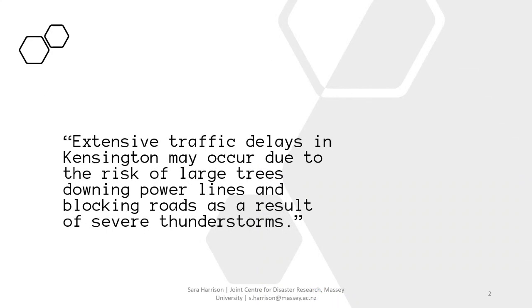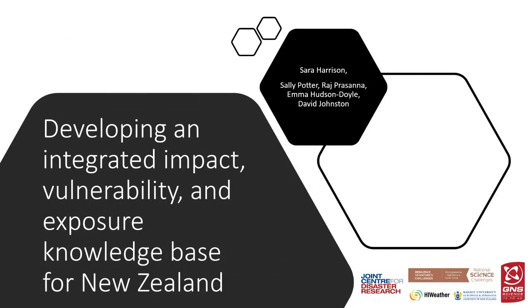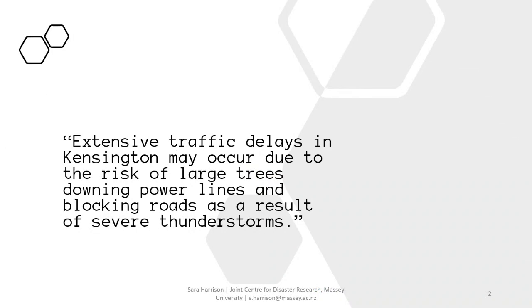So I'm not going to spend too much time describing what impact-based forecasts and warnings are, because I think Brian and Isabel gave a pretty good background of it. But just to give you an example, this is from the WMO guidelines of an example of an impact warning. So extensive traffic delays in Kensington may occur due to the risk of large trees downing power lines and blocking roads as a result of severe thunderstorms.